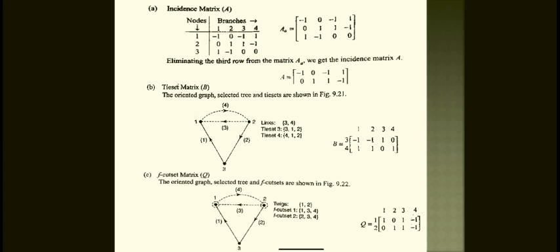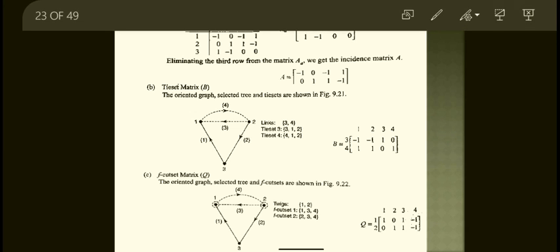The oriented graph selected is the 3, and the tie sets are shown in figure 9.21 here. So now you take the F cut sets. The 2 F cut sets are here. So what are the twigs? 2 twigs are there, 1 and 2. So therefore the F cut sets are here, 1 and 2. So here 1, 3, 4. This is F cut set 1, and 2, 3, 4 is F cut set 2.